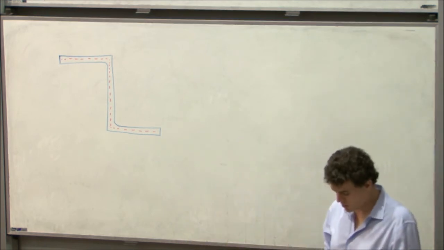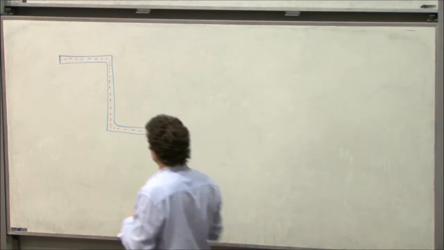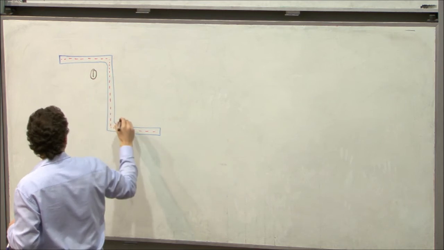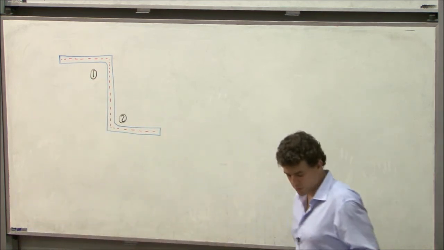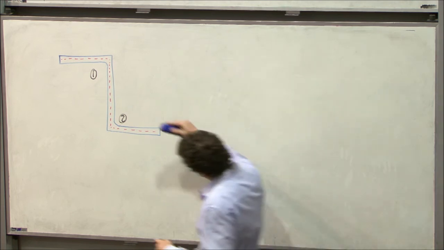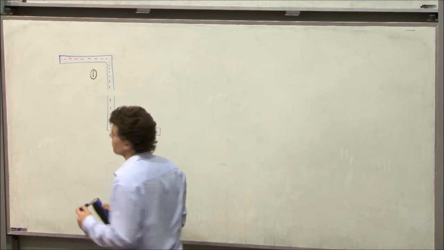Okay, so how many corners do we have here? 2. Corner 1, corner 2. And I'm going to put a very narrow slice directly between the two.